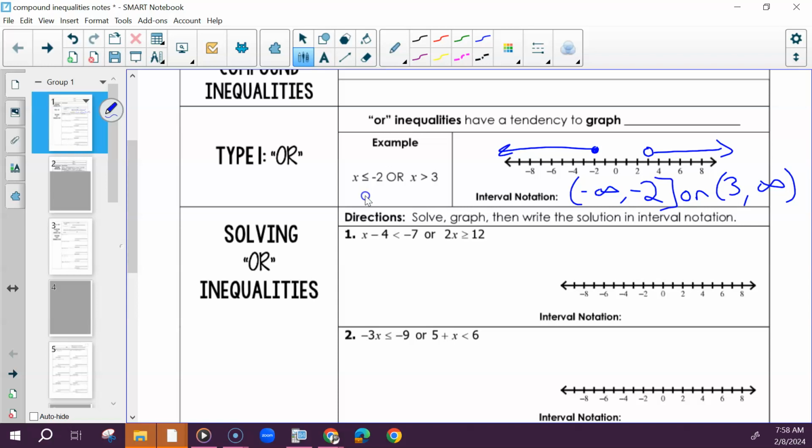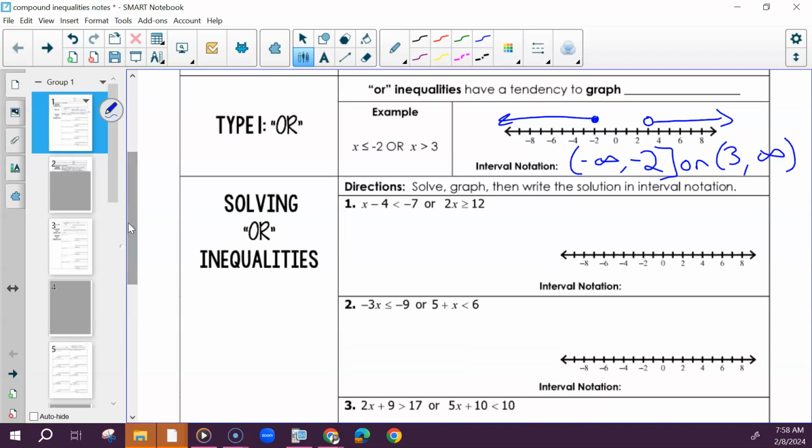Questions on that piece before we get into the actual solving? I will say, on Delta Math, when you do this assignment, the problems will be set up like this, two separate inequalities where you have to solve them. Sometimes they'll be graphed apart like this. Sometimes they may graph on top of each other, but you're looking from left to right, what is it saying? You would just look at the graph entirely. From left to right, what does it look like? If you need help with that, let me know.